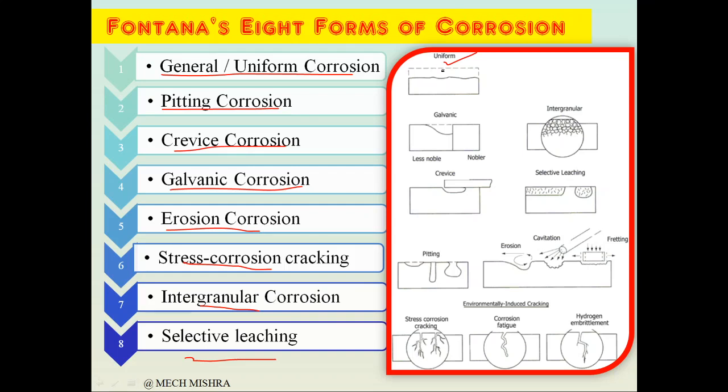Uniform corrosion is uniformly distributed along the surface. Then galvanic corrosion occurs when two metals are in contact. Then intergranular corrosion, when it fails along the grain boundaries. Then crevice corrosion, selective leaching, pitting, then erosion corrosion, fretting, cavitation, then stress corrosion cracking, corrosion fatigue and hydrogen embrittlement. We will see in detail and understand the basics of all these types. Let's start.